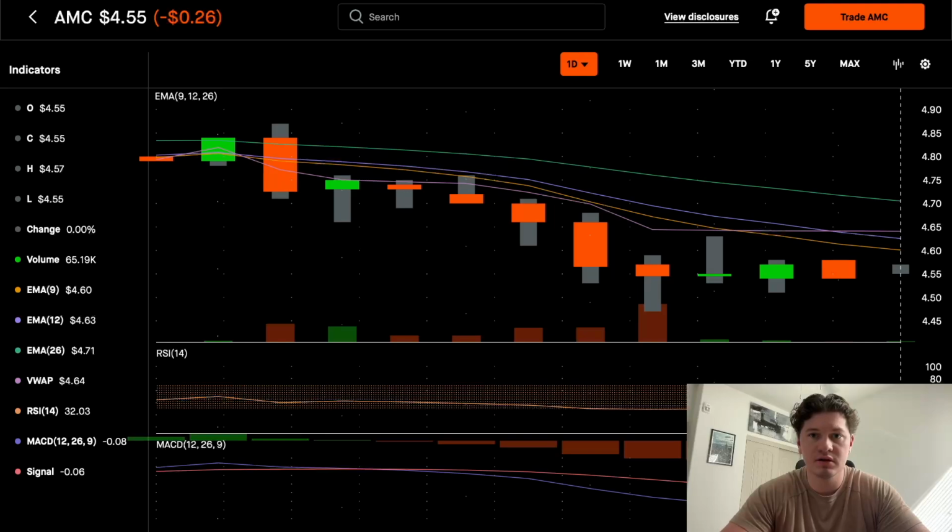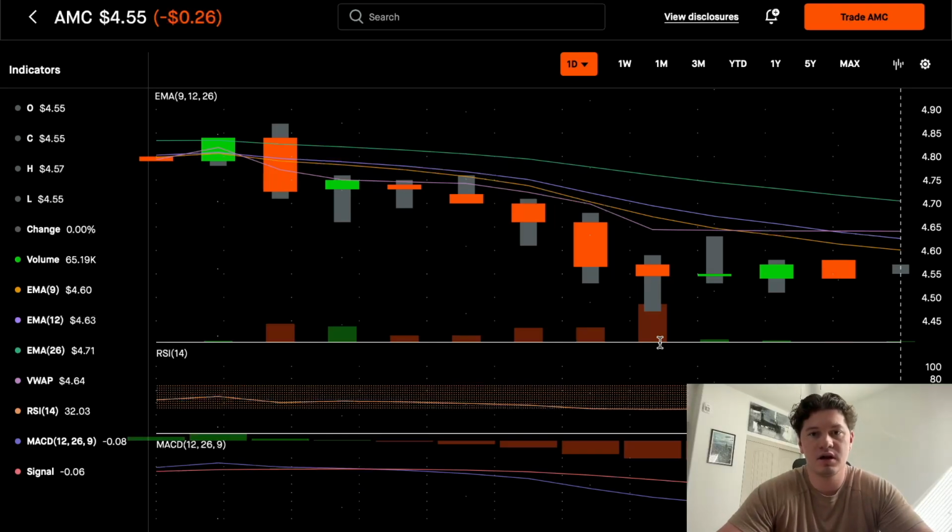First, let's look at the 1 day chart of AMC from Friday. This chart provides us with the most recent price action and short-term trends. As one of the latest updates, AMC closed at $4.55 in after-hours trading.